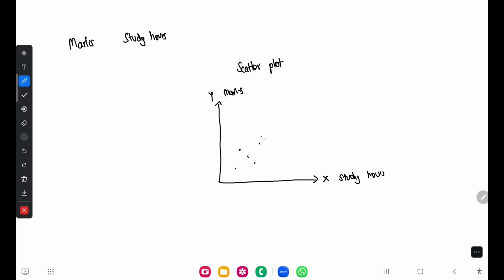If I plot the data which I've collected like this, this is called a scatter plot. Here each point on the scatter plot is a single observation. That means this is the study time spent by one person and the marks that person has received. This is the number of hours another person has studied, and this is the marks that person has obtained. Each point shows a single observation.